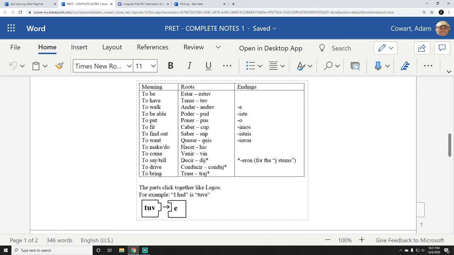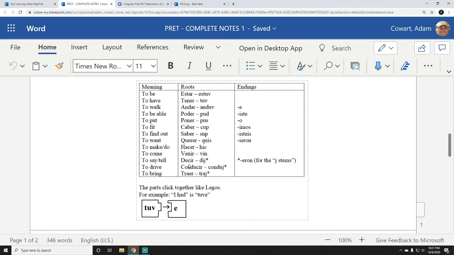So next, these last three, excuse me, are what we call J stems. These are ones where the one special thing, instead of ieron, when you say they, for example, you say eron. So it goes like this. So dije, dijiste, dijo, dijimos, dijisteis, dijeron. Instead of dijieron, it is dijeron. Not a big deal, but you still want to say things right. And I can't tell you how common this verb is.